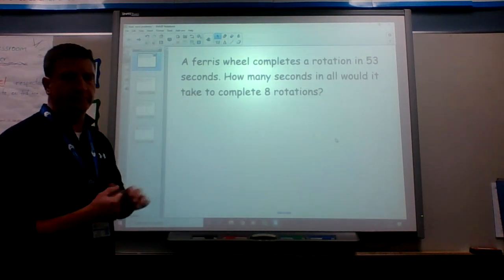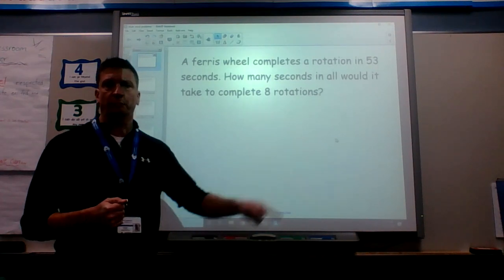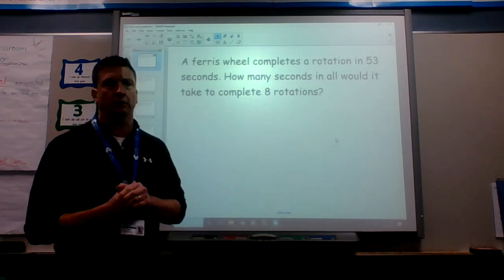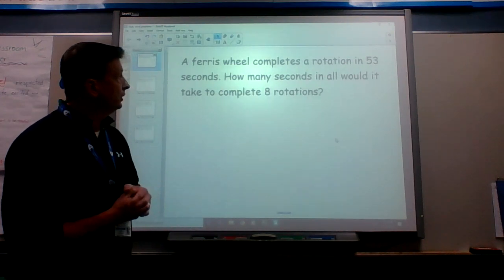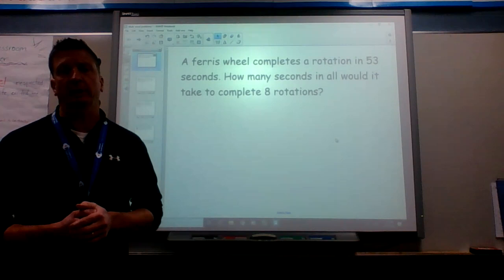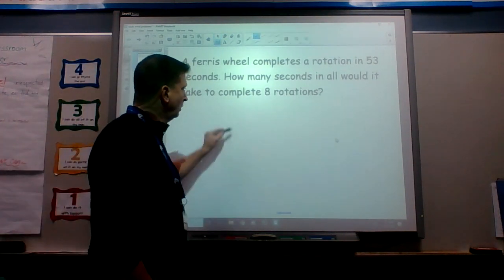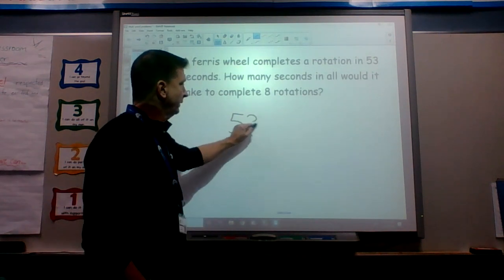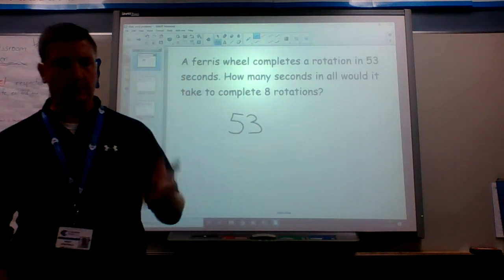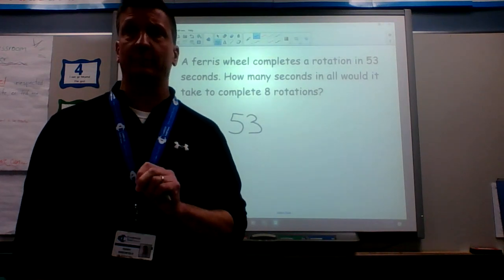We have a problem that's stating that we have a Ferris wheel, and that Ferris wheel completes one full rotation in 53 seconds. So they want to know how many seconds in all it would take to complete 8 rotations. So I know one time is 53. So the second time be another 53 and the third time and so forth, but they want 8 times.